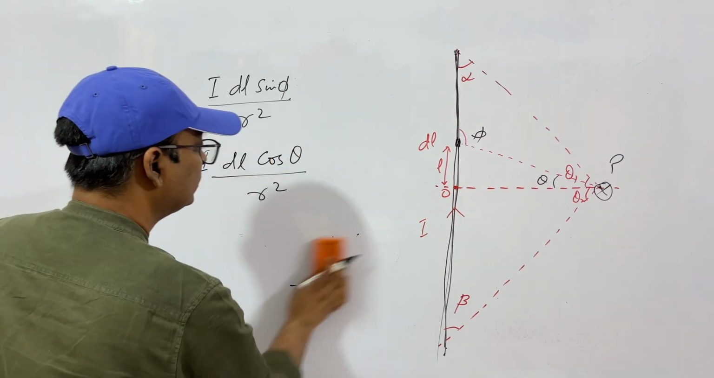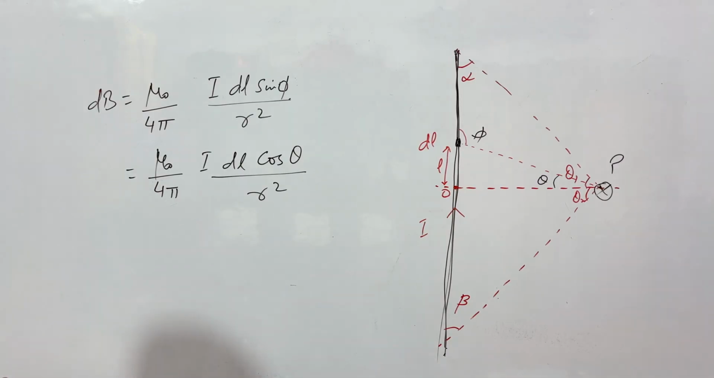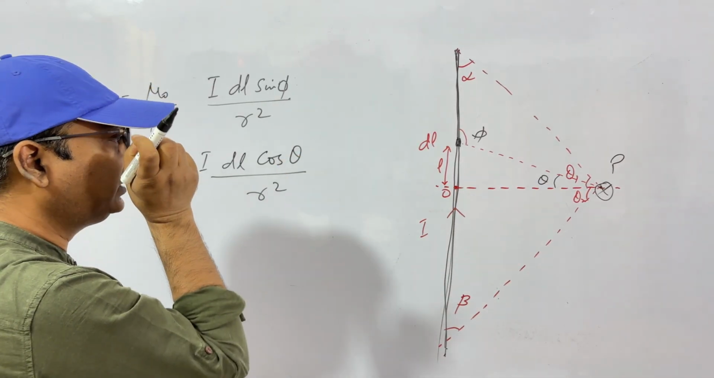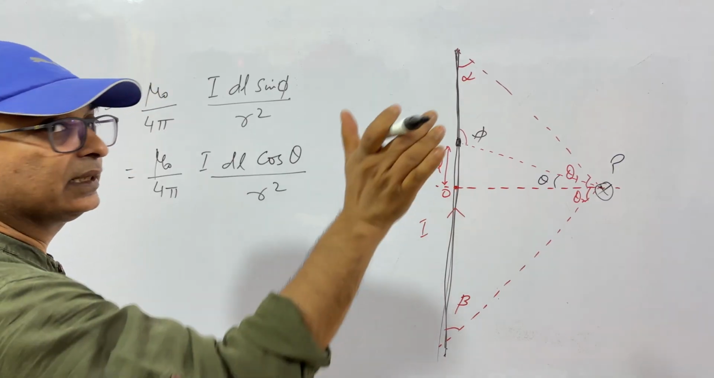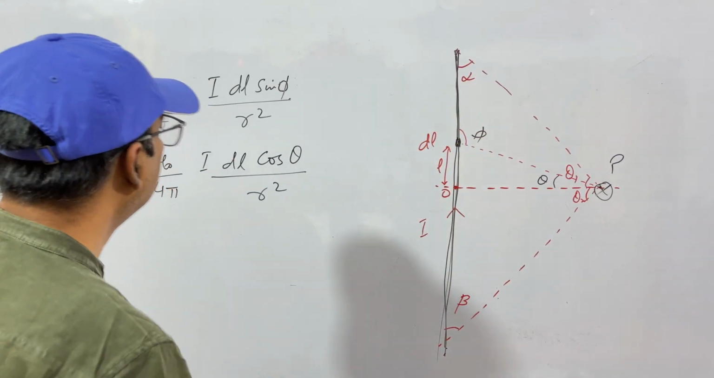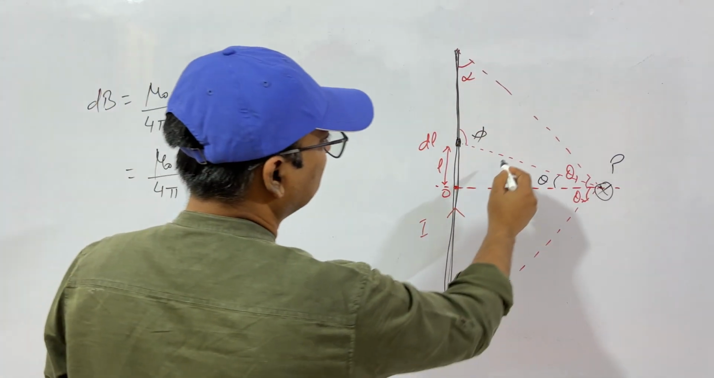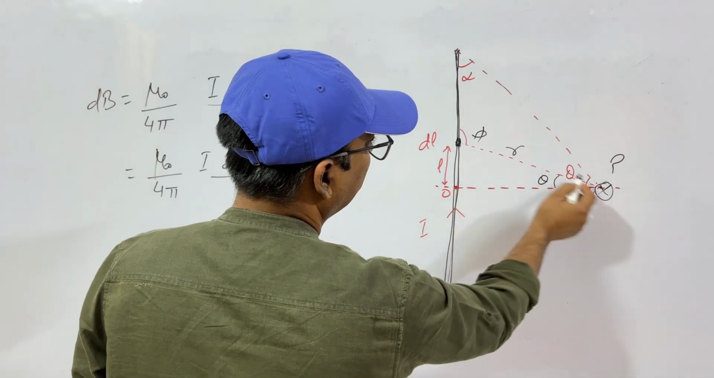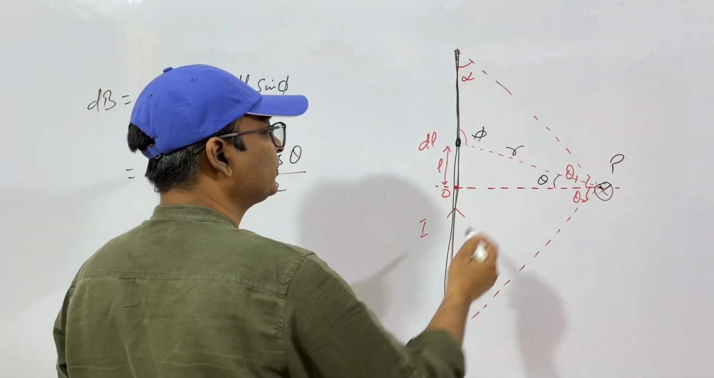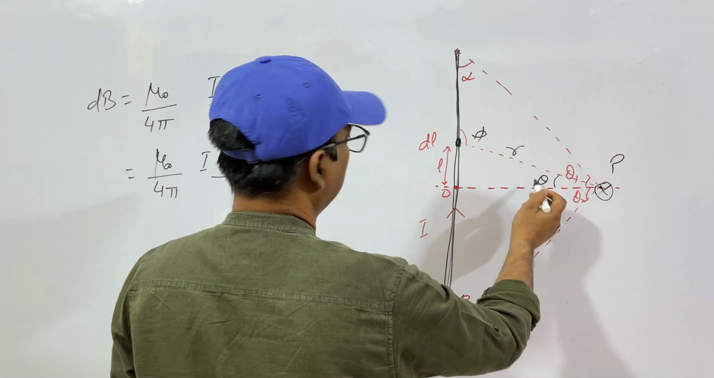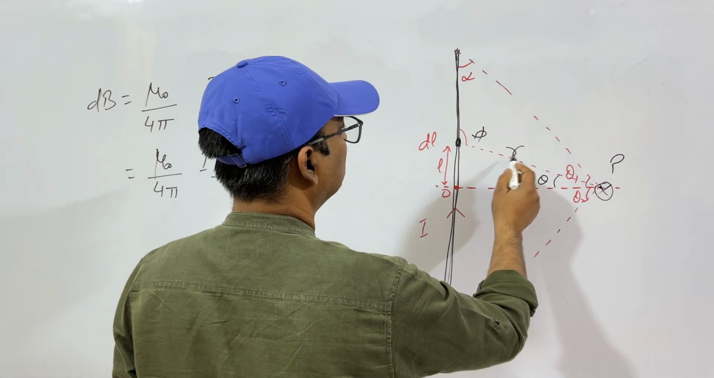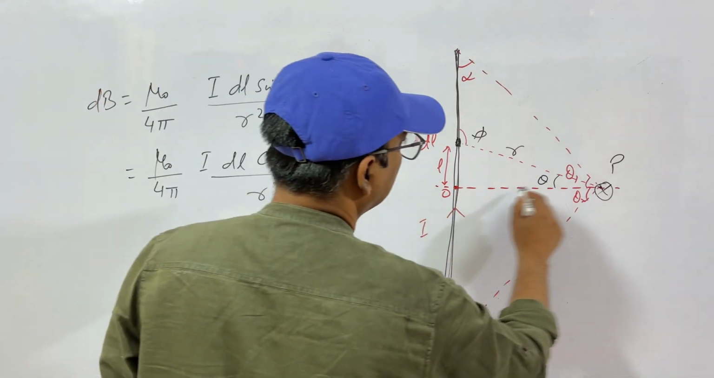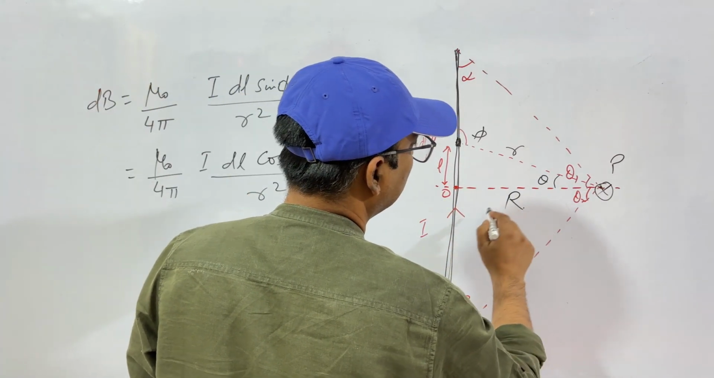So the magnetic field due to this small current element at P has this magnitude, and the direction, you know, is this by the right hand thumb rule. Now let's see what r is. r is this length, the distance between the current element and the point. So this is r. We will have to resolve this. Let's say the distance from here to here is capital R.